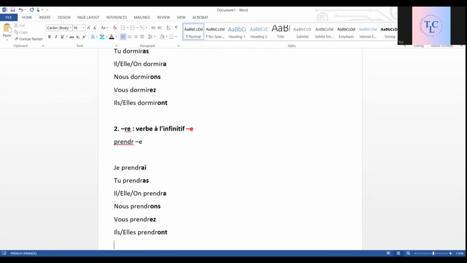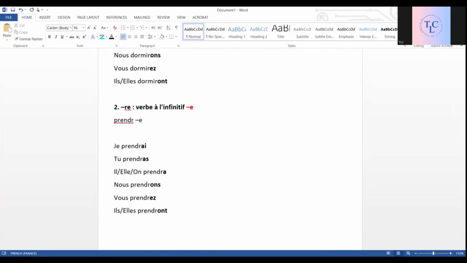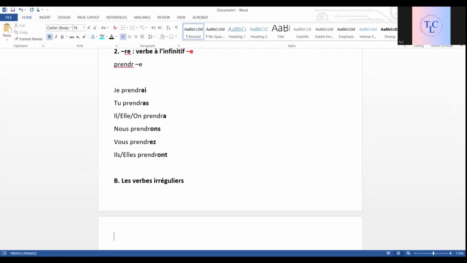Okay. Let's come to les verbes irréguliers. Okay, regular ones are easy. Here, you just have to memorize the base. The endings are the same: AI, AS, A, ONS, EZ, ONT. But the base is different. We don't take the verbal infinitive and remove the E. No. It is to be learned by heart.